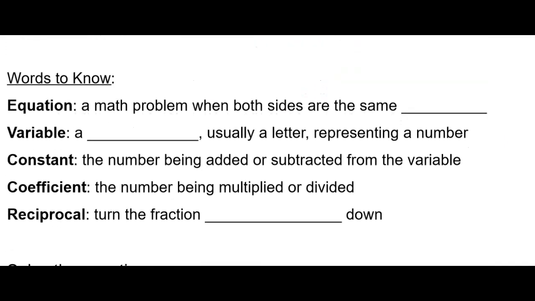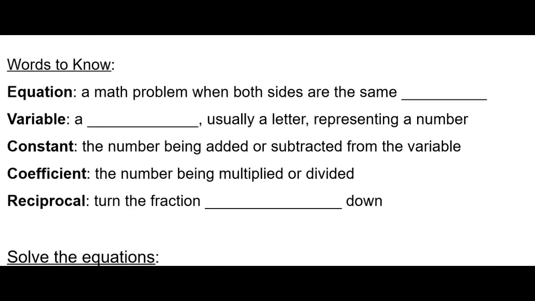So some words we need to know. Most of these you have an understanding of. An equation is a math problem where both sides are the same value. They're equal to each other. A variable is a symbol, which is usually a letter, that represents a number. Constants are the numbers being added or subtracted from the variable, and the coefficient is the number being multiplied or divided.